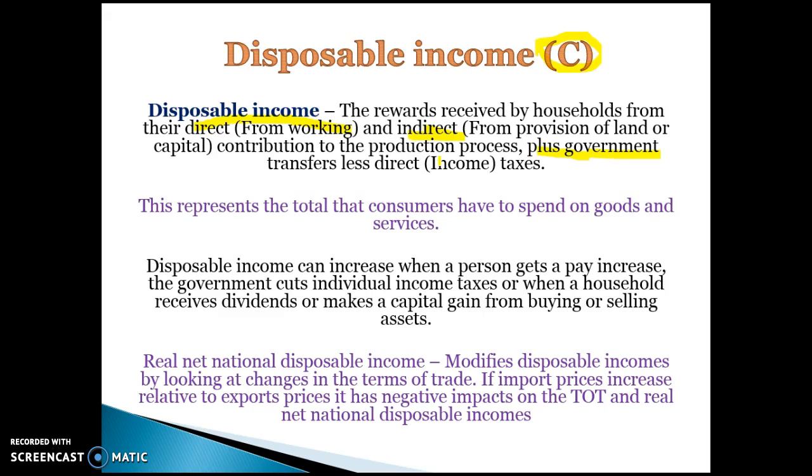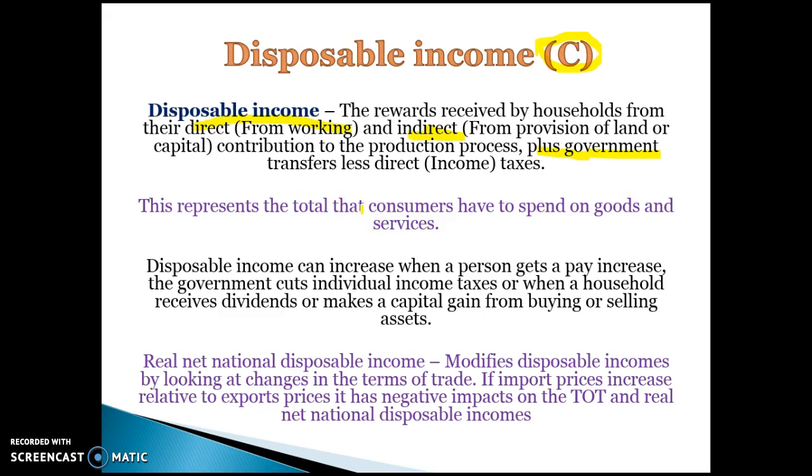So it's all rewards from working, which generate wages and salaries, from any other indirect sources like interest and dividends and capital gains and rent, plus any government transfers, so any money we get from the government, minus any direct income tax or progressive income taxes from the government. It represents the total that consumers have to spend on goods and services.